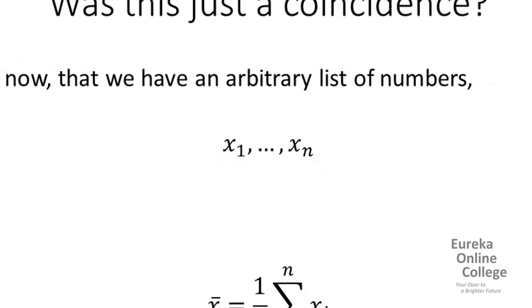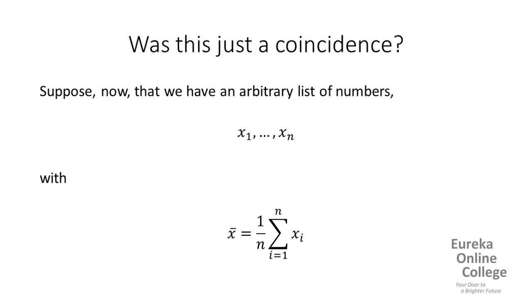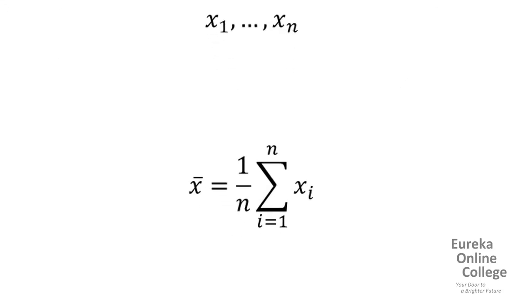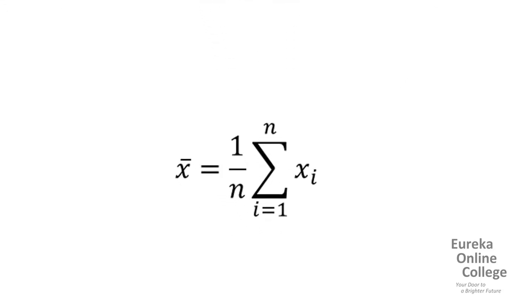And we can define the average, x bar, as 1 over n times the sum of all the numbers. So you can see I've started using sigma notation here to denote a sum. What we're going to assume in this video is that you're comfortable with sigma notation and the properties of this sigma notation, namely that it's linear.